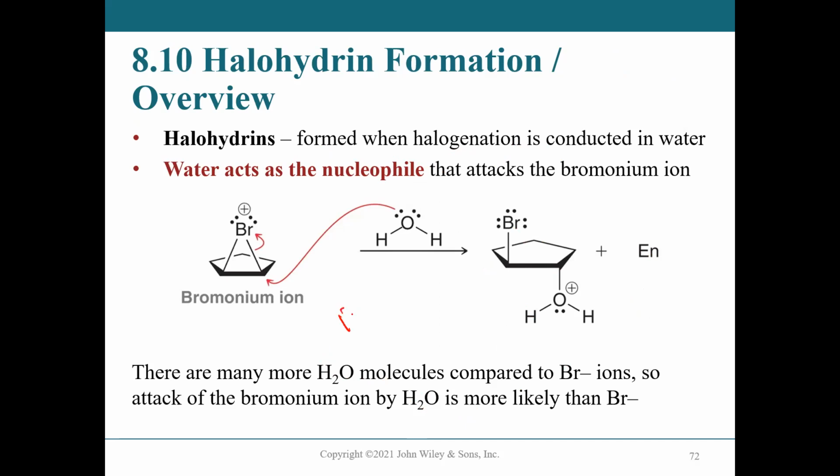So what they're saying is, yes, we do have this, but if we have this in water, the water can be more abundant. So if we have 100 waters compared to maybe 1 bromine, the water is going to attack before the bromine gets there. And you could just think of, well, if we have 10,000 waters versus 1 bromine.